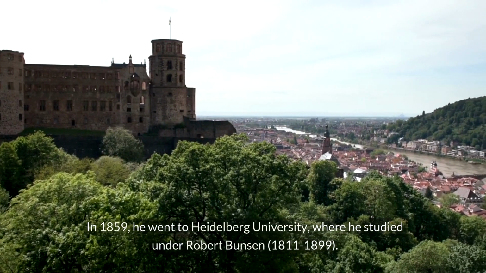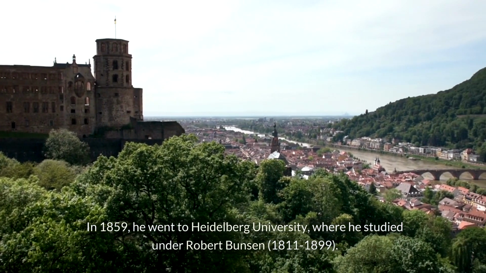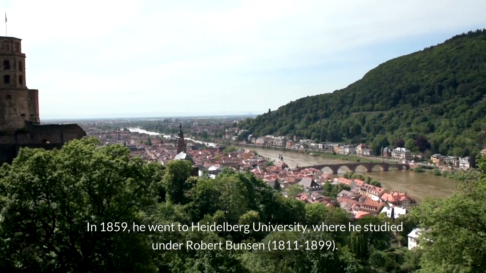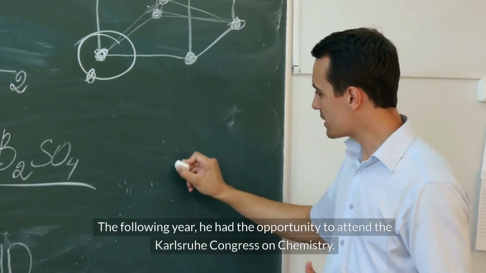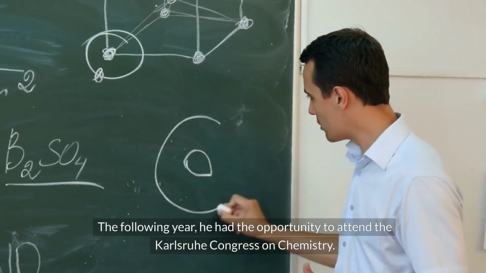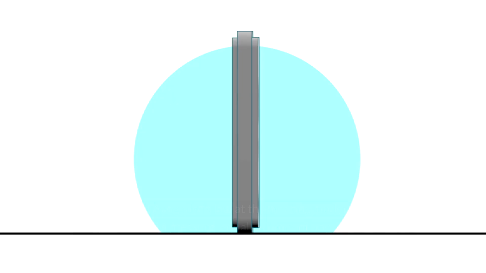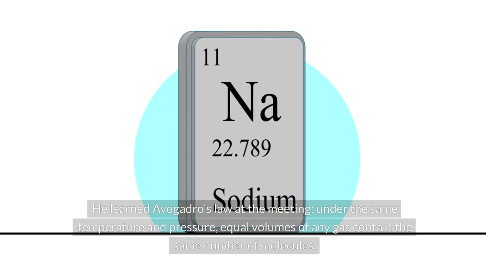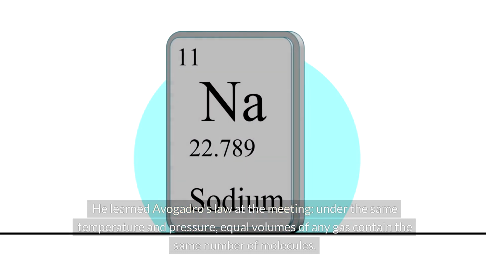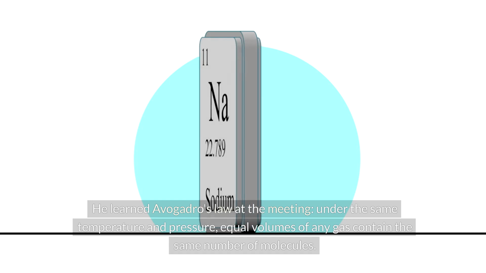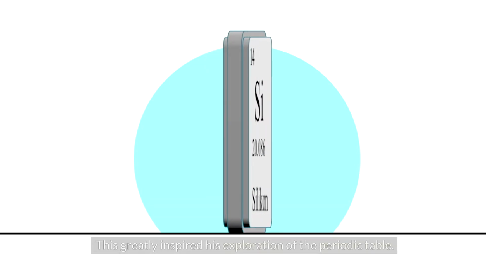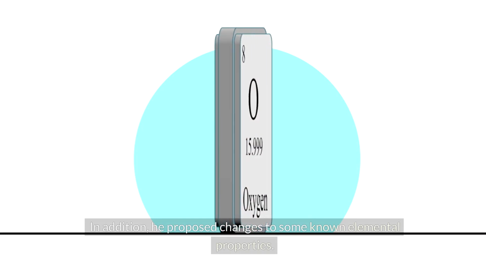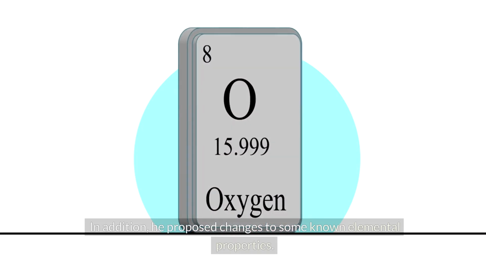In 1859, he went to Heidelberg University, where he studied under Robert Bunsen, 1811–1899. The following year, he had the opportunity to attend the Karlsruhe Congress on Chemistry. He learned Avogadro's law at the meeting. Under the same temperature and pressure, equal volumes of any gas contain the same number of molecules. This greatly inspired his exploration of the periodic table. In addition, he proposed changes to some known elemental properties.